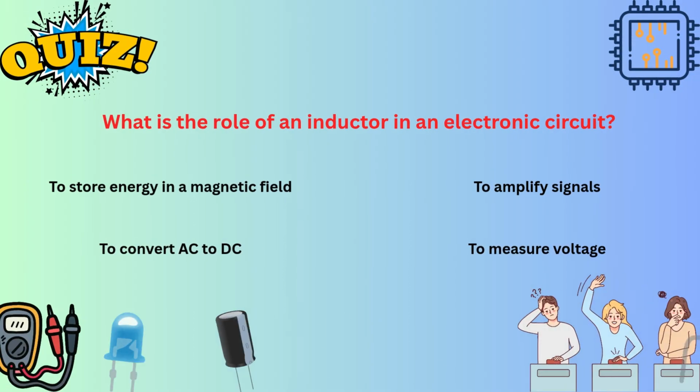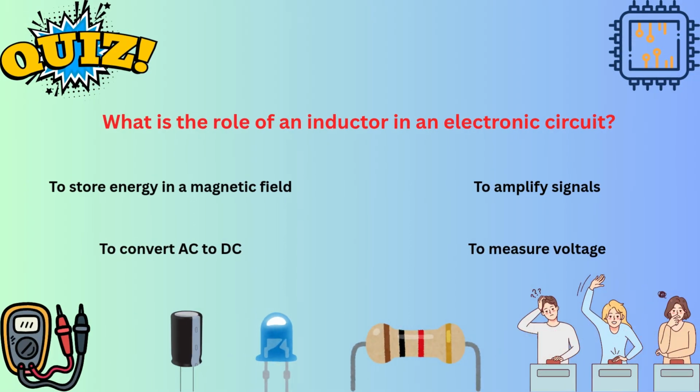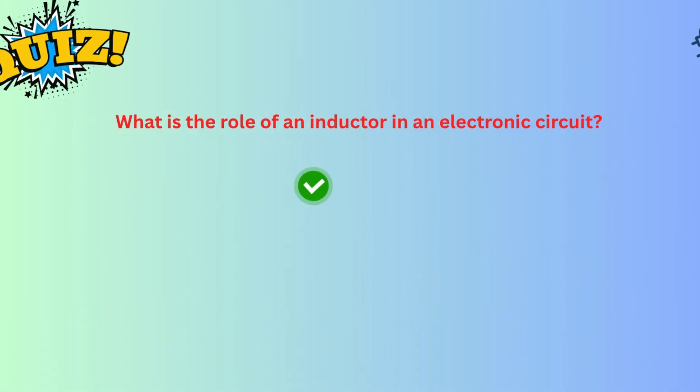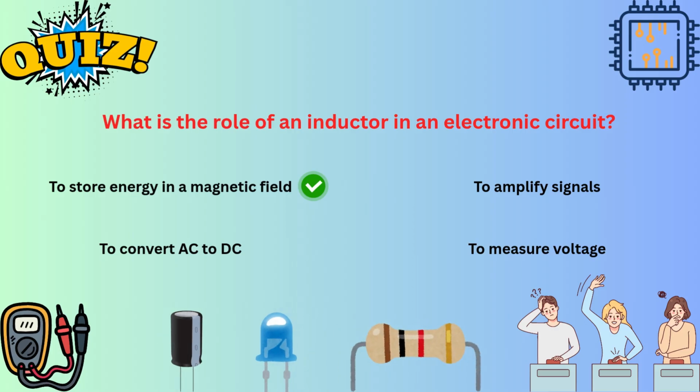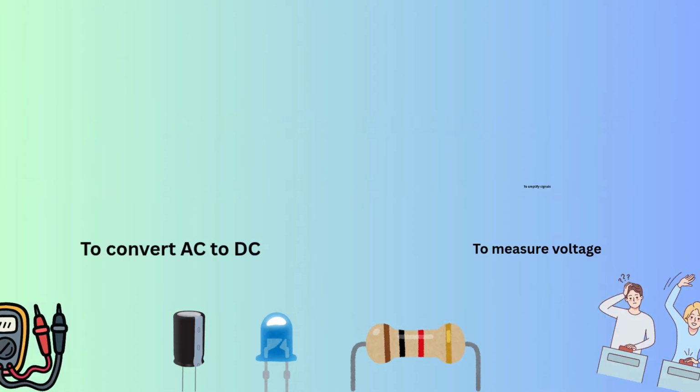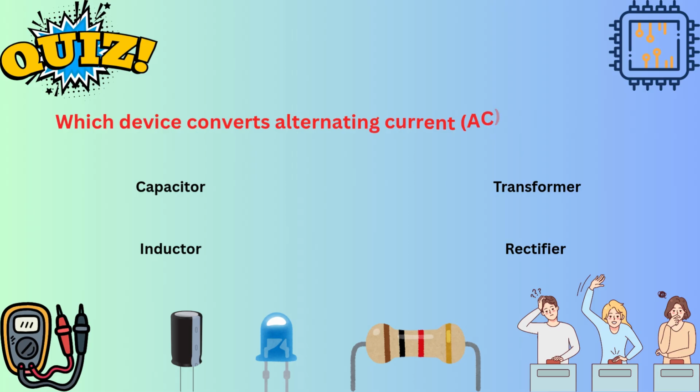What is the role of an inductor in an electronic circuit? To store energy in a magnetic field. Which device converts alternating current, AC, to direct current, DC? Rectifier.